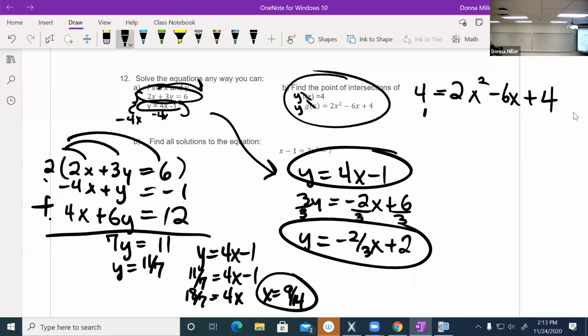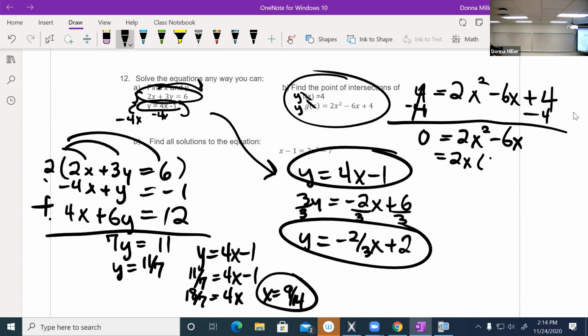It's the same thing. So if I minus 4, this is why I say it's easy. It's going to make the 4 go away. And 0. And this is something I can factor. There's only 2 terms, so I'm going to take out a common factor. The common factor is 2x. And I'm left with x minus 3. So by factoring, 2x equals 0, or x minus 3 equals 0. If 2x equals 0, x is 0. And this gives me x is 3, right?